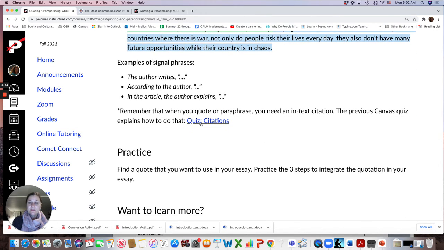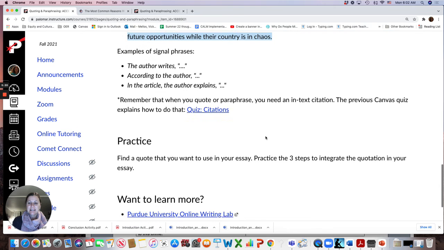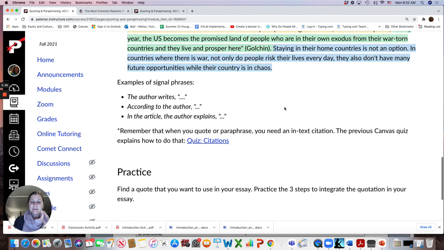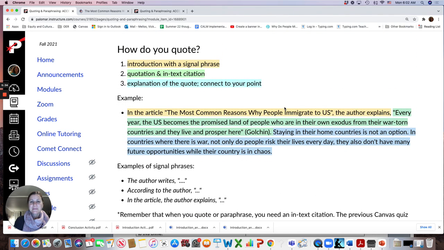Okay, you can always go back to this quiz. There are 2 videos there before the quiz that explain in-text citation and quoting and paraphrasing. One of the best ways to practice quoting is just to do it. So when you have a chance, find a quote that you want to use in your essay and practice these 3 steps. Okay, bye.